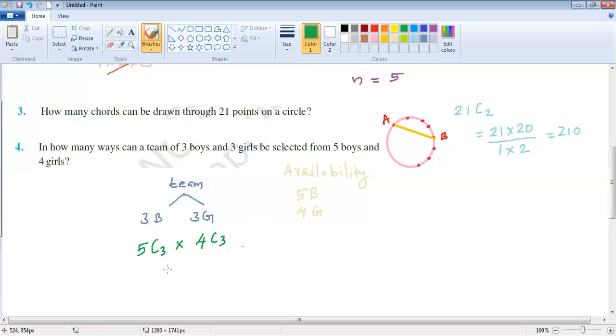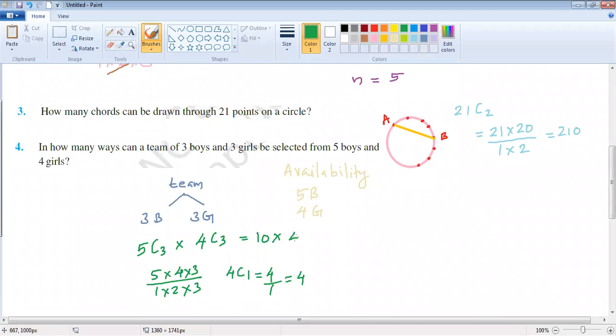First of all, you have to find 5C3. 5C3 is starting from 5: 5 into 4 into 3 divided by 1 into 2 into 3. So the 3s cancel, it is 10. Which is equal to 10 into. Similarly 4C3. 4C3 is the same as 4C1, as I told you. 4 minus 3 is 1. So 4C1 is the same as 4. So 4 by 1 is equal to 4.